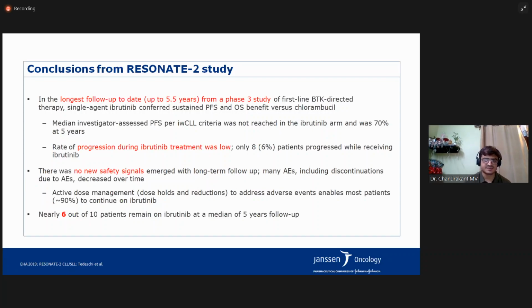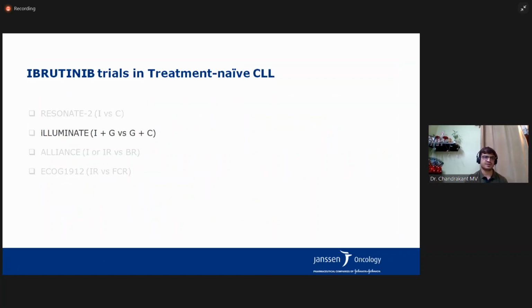So an impressive improvement in progression-free survival with a very impressive hazard ratio, both in the good risk and also in the poor risk like deletion 11q or unmutated IGHV. So now we finished the comparator arm with chlorambucil, which is a weaker comparator, and now we will see Gazyva ibrutinib versus Gazyva chlorambucil.